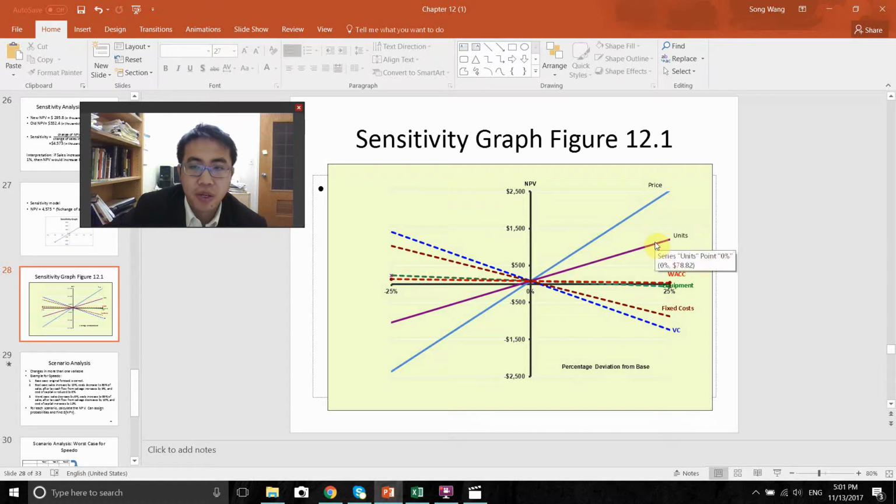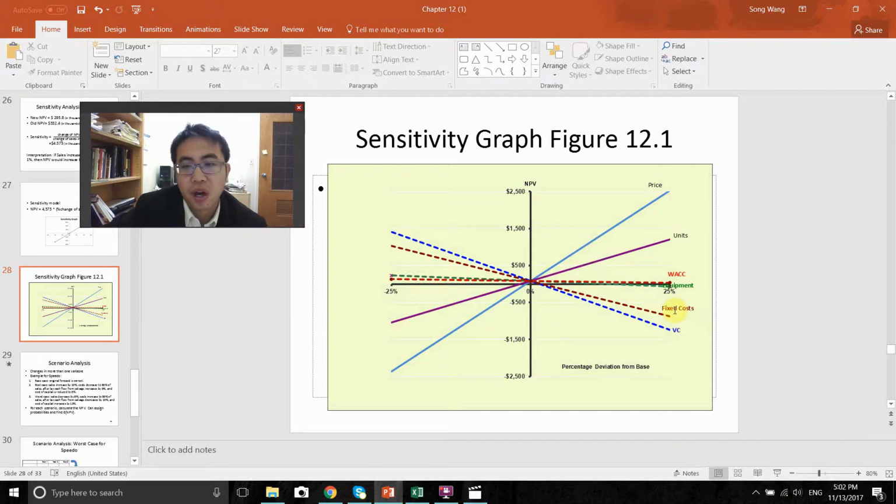If you compare price and units, you would see that the price line has a bigger slope, or the line is steeper compared to the purple line. So that means price has more influence than units on NPV. In other words, NPV is more sensitive to price than to units. For example, if price and units both increase by 10%, NPV would increase much more due to the price increase than due to the unit change. All right, so the sensitivity is different, indicated by the slope.